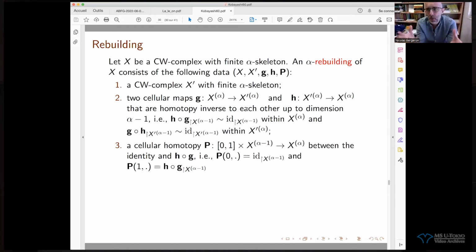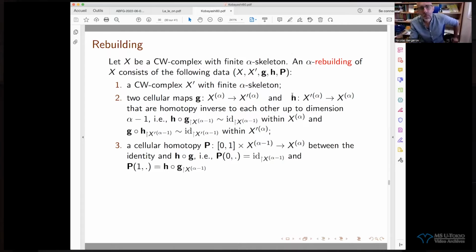But in the end, we will need to remember also what the boundary maps are and so on. So we have to remember the homotopy, the two cellular maps that are homotopy inverse between X and X prime. So the data is the following. You have a CW complex X, which is a finite CW complex, at least up to dimension alpha. And so a rebuilding is another CW complex with finite skeleton up to degree alpha.